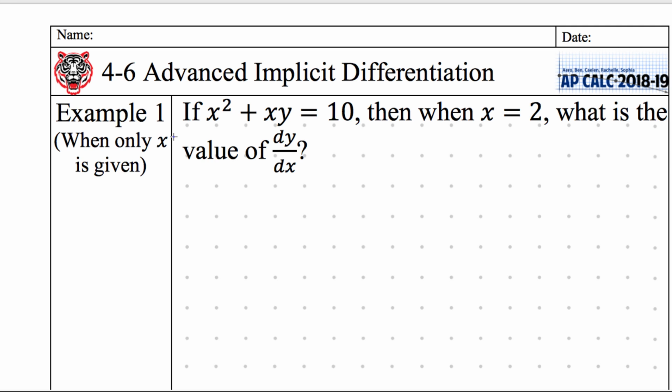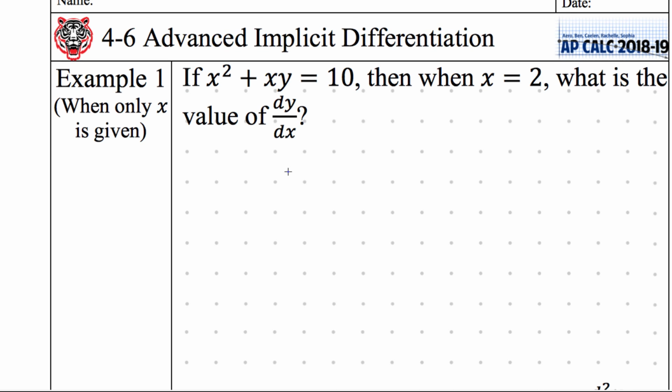Great. Here's our example. We have x squared plus xy is equal to 10, and I'm telling you, when x is 2, what is the derivative? What is dy/dx? What is y prime? It's all asking the same question. I just gave you a bunch of synonyms there. All right, so how are we going to do this? Well, in order to find the value of y prime, I need to, of course, take the derivative. And you'll see that there's an immediate problem with that, and I'll let you discover that on your own. So let's go ahead and take the derivative together.